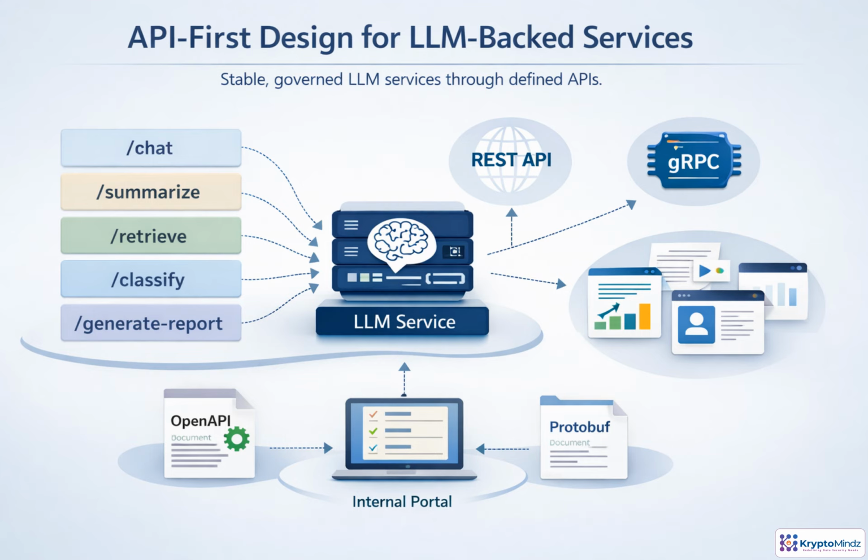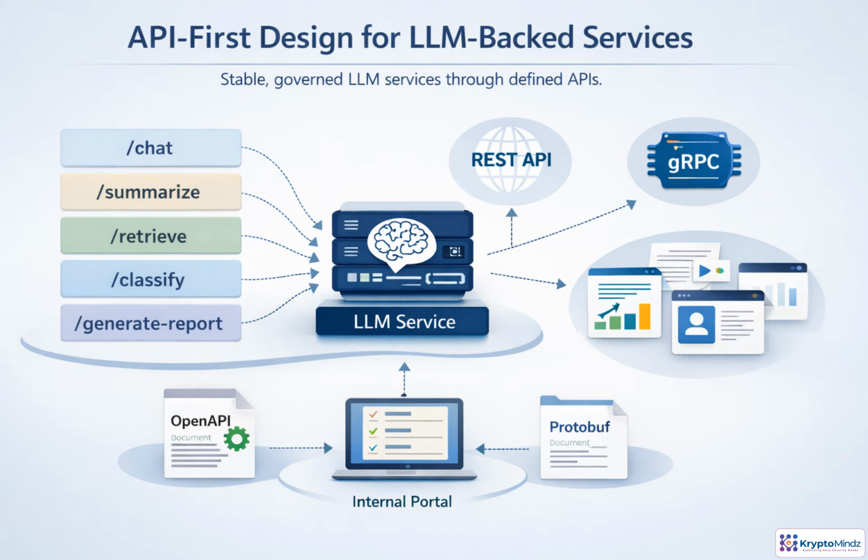API-first design means the application does not call a model directly or pass prompts however it wants. It calls a governed service with clear business endpoints, such as chat, summarize, retrieve, classify, or generate report. That boundary gives teams versioning, monitoring, access control, and predictable contracts.